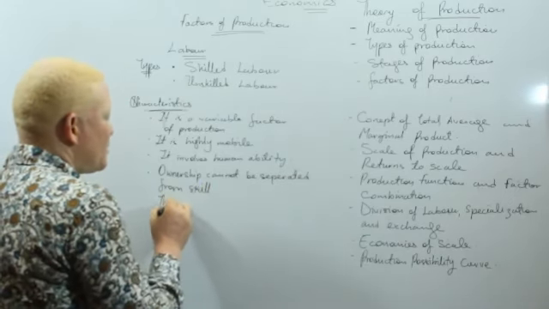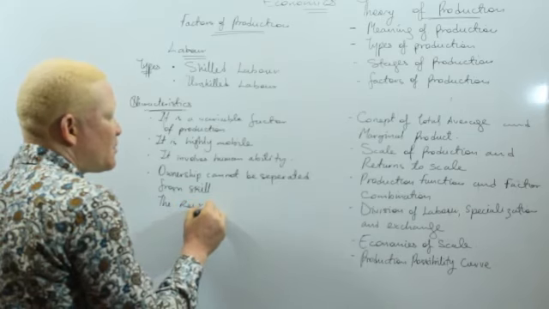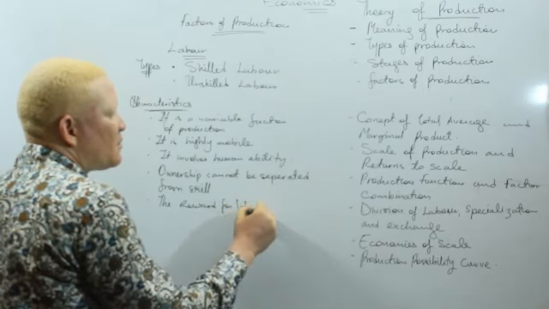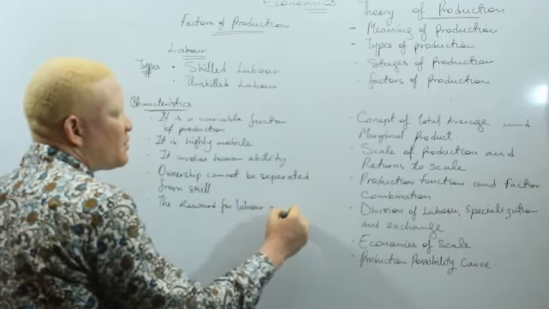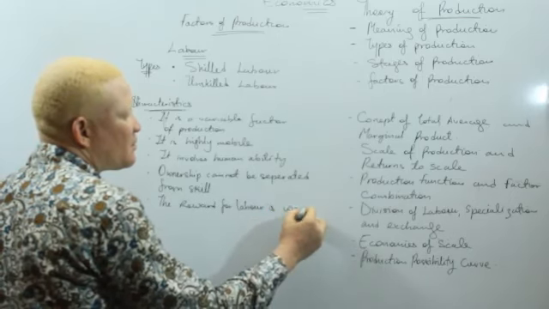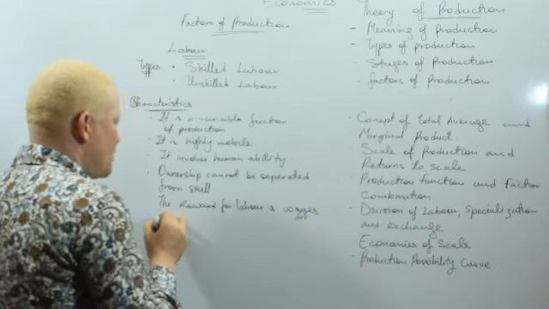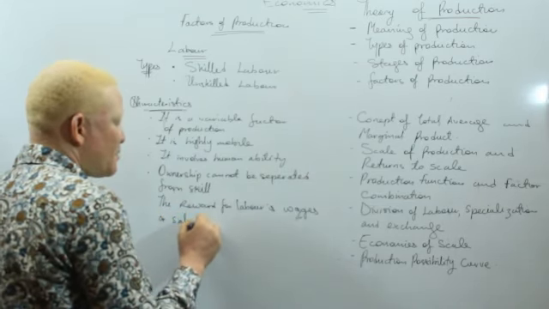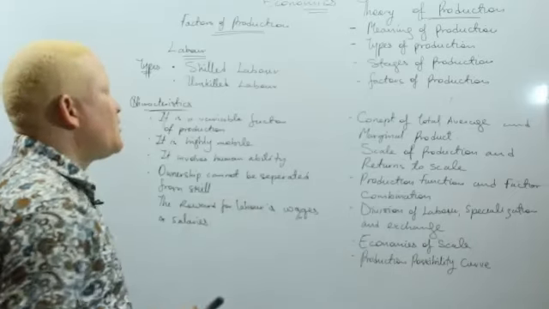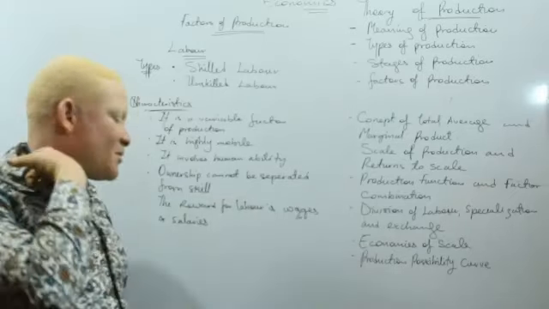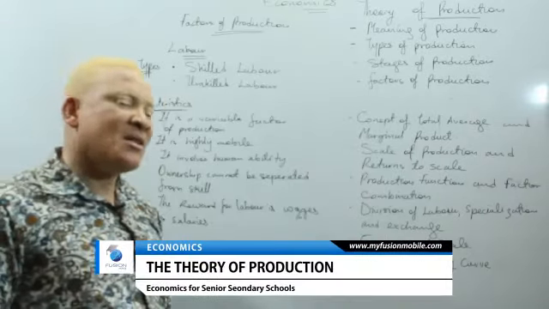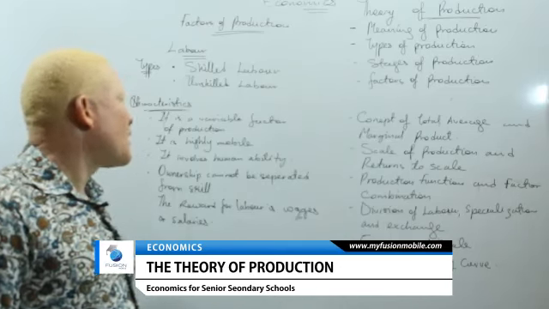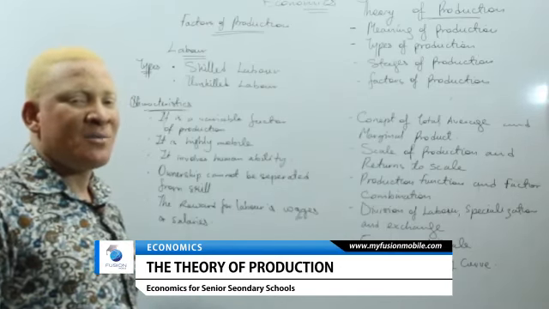Next one, the reward for labor is wages or salaries. Now, these factors or these points make up the characteristics of labor as a factor of production.